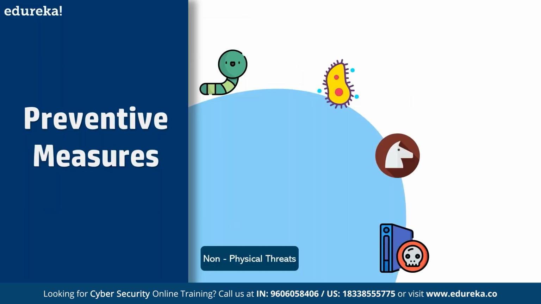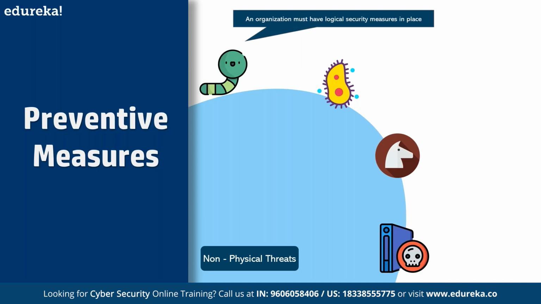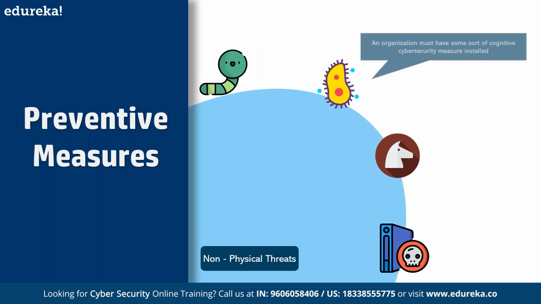Now, talking about the preventive measures, there are various ways through which you can try to prevent. Your organization should have logical security measures in place. At the same time, your organization should have some cybersecurity measures like IDS, IPS tools, with the help of which they can safeguard themselves.